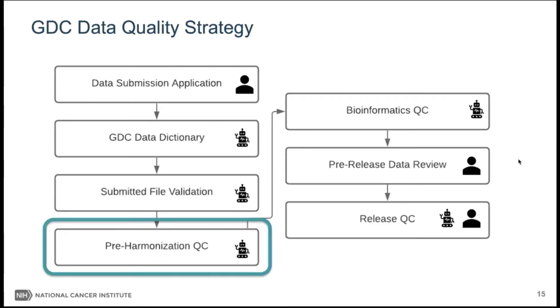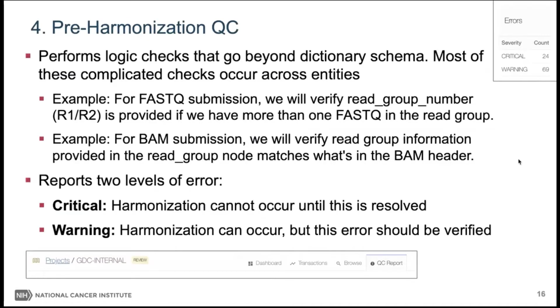So the next step is pre-harmonization QC. This one is also integrated into the submission portal. And this performs logic checks that go beyond the dictionary schema. So the dictionary schema will validate things on a per entity basis. So as long as the demographic is okay and the case is okay, both of those will be accepted.